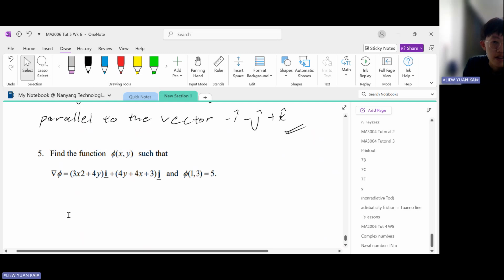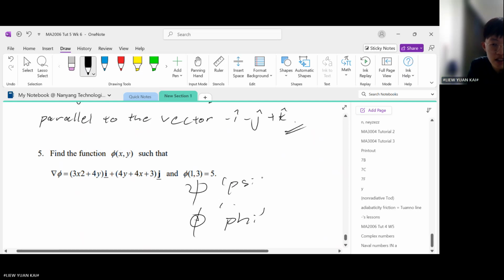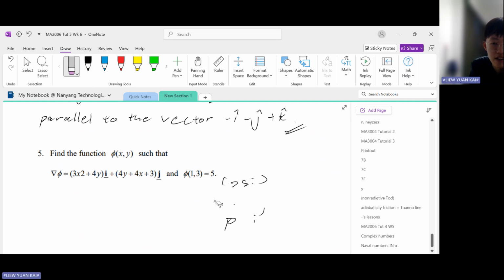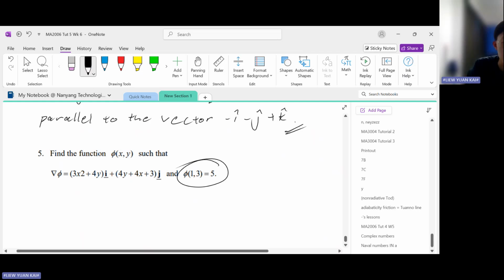We want to find the function phi. This is the Greek letter phi, P-H-I, which is different from psi. Psi looks like a fork. And this is phi. We want to find the function phi such that nabla of phi is given by this vector. We are also given an additional condition: at the coordinates 1, 3, phi has a value of 5. So we need to satisfy both of these. Let's go ahead and do that.